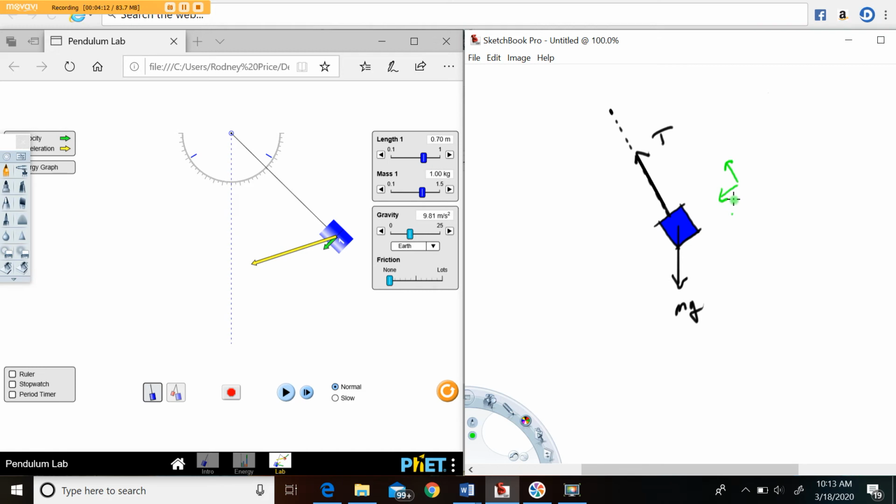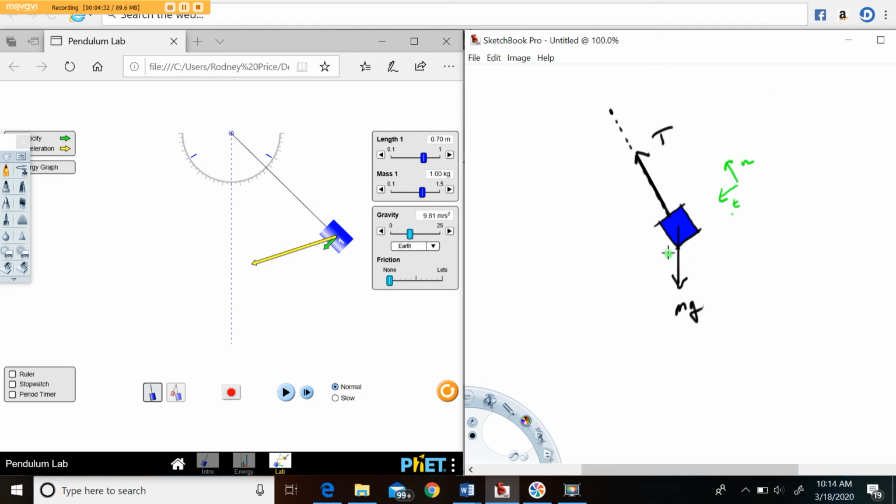We're going to call this one the tangential direction, and we're going to call this one the normal direction, normal to the velocity vector. Now let's go ahead and start thinking about vector components. The tension is already parallel to this, nothing to worry about there.